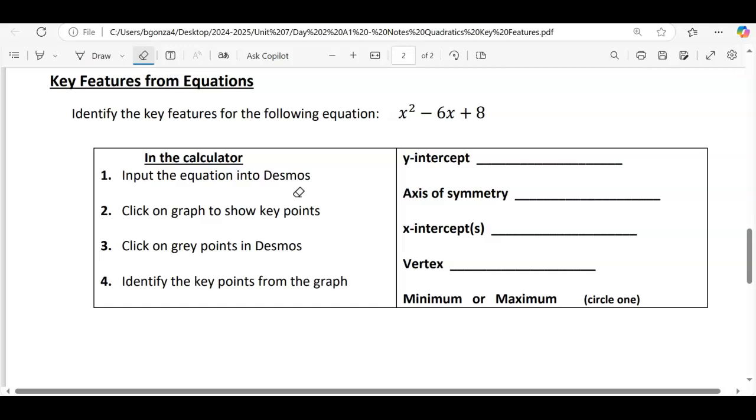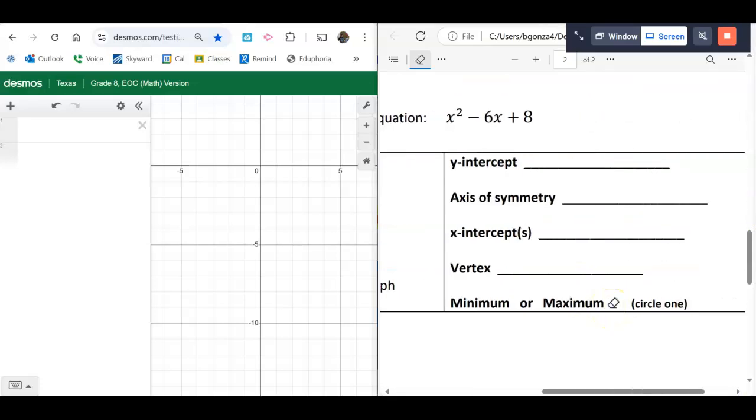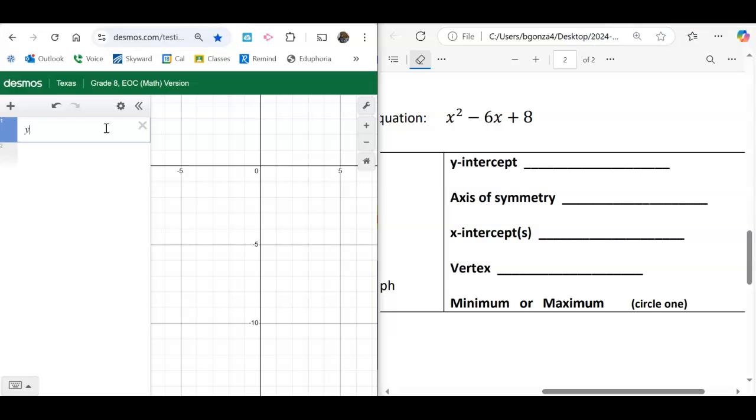Step 2, click on the graph to show the key points. Step 3, click on those actual dots. Step 4, fill in these answers. So we're going to do this together. Here we go. Step 1 is to graph it into Desmos. So I got my Desmos, I got my question. So I'm going to type y equals x squared minus 6x plus 8.